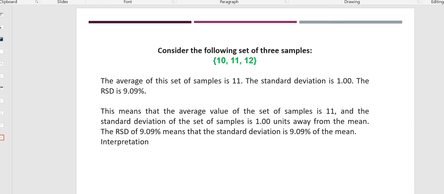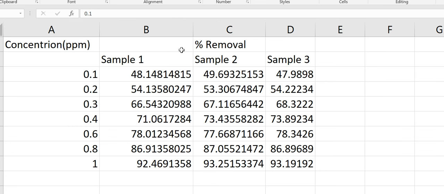Okay, so for example in this case, if your average percentage removal comes out to be, say, 48%, and its standard deviation is 1, we can say that the percentage removal in reality may be 47 or 49. So we use the symbol plus minus 1, that is 48 plus minus 1. Okay, so in this way we can represent our standard deviation data.